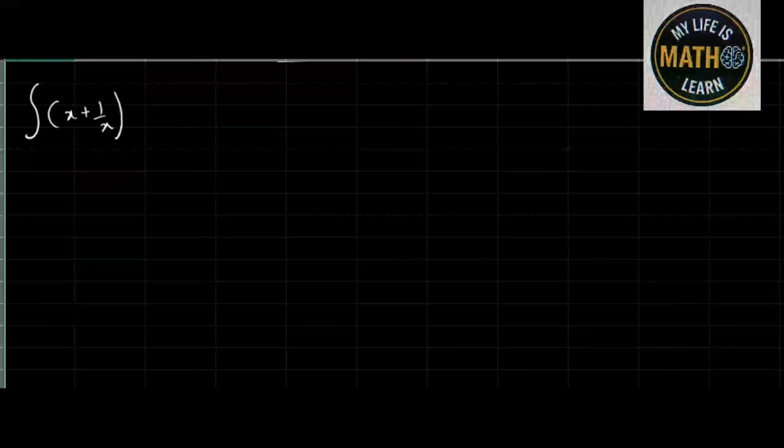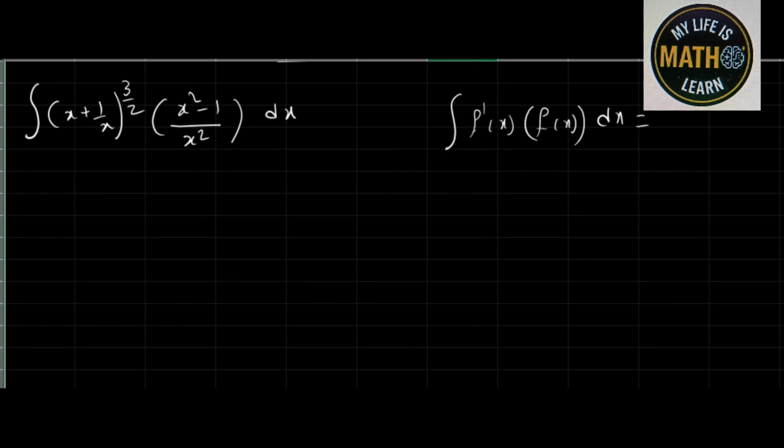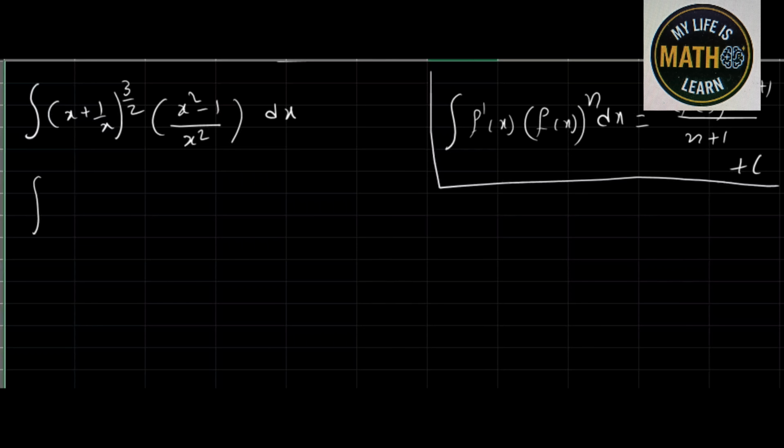Let's move on to the next problem. Integral of x plus 1 by x whole power 3 by 2 into x square minus 1 by x square dx. The formula strategy: integral of f of x whole power n into f dash of x dx is equal to f of x whole power n plus 1 by n plus 1 plus c. So here x plus 1 by x is f of x and f dash of x is equal to 1 minus 1 by x square.